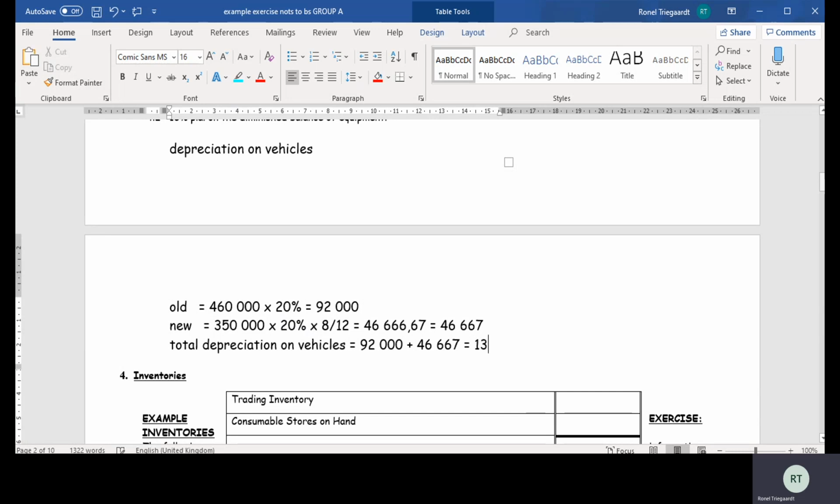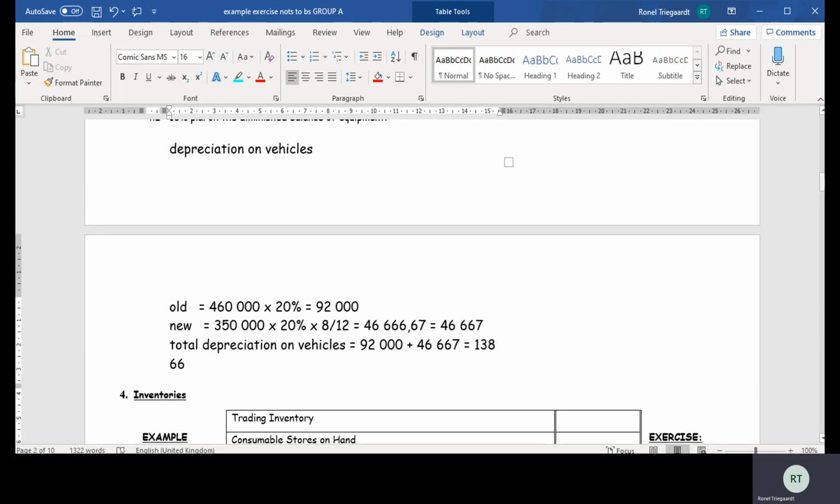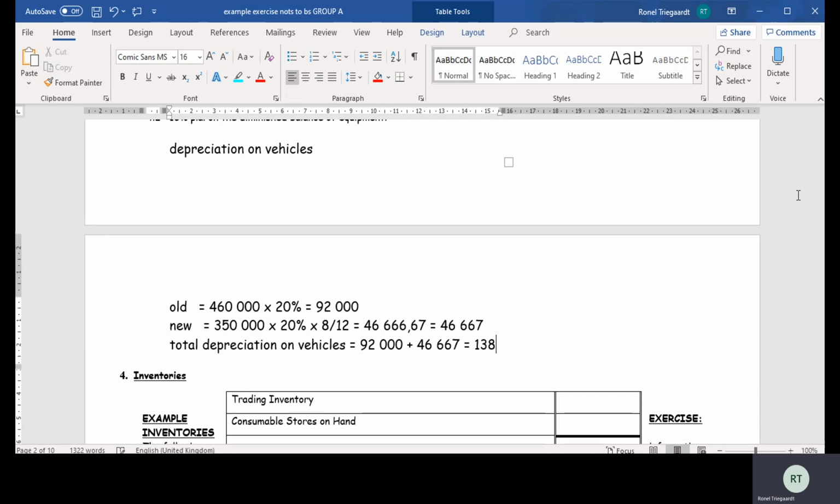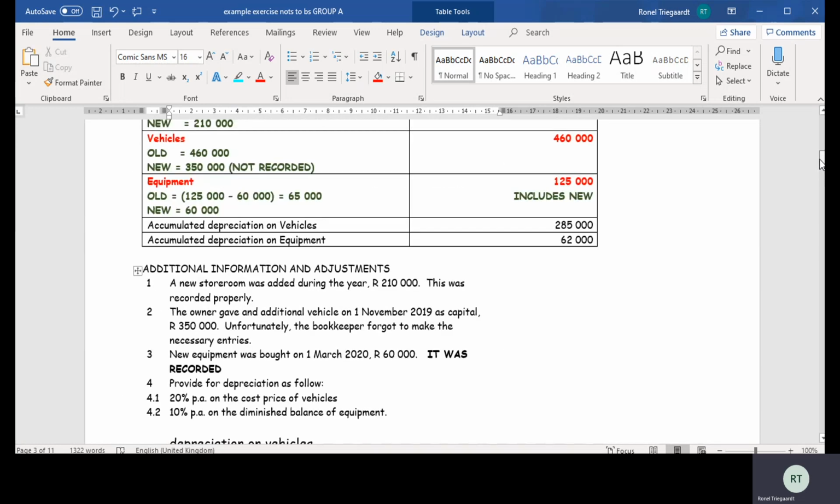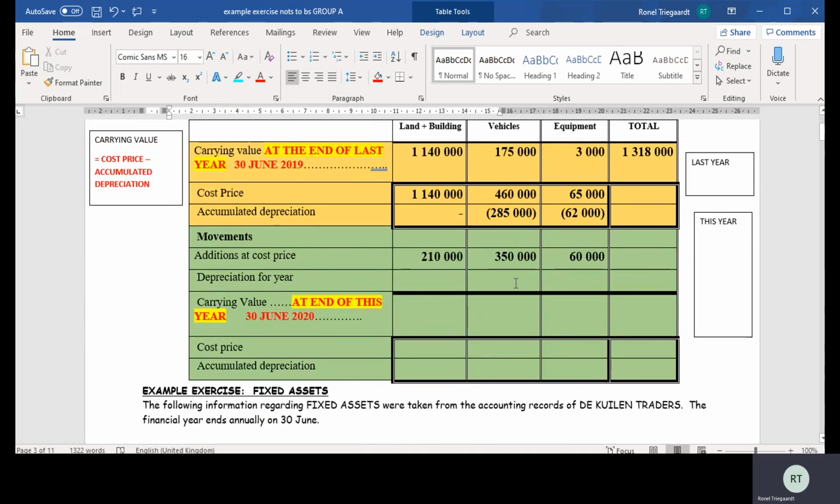That gives you 138,667. Are you fine with that? So that is the amount I'm going to write inside my note. Depreciation for the year, in brackets, 138,667. Yes.